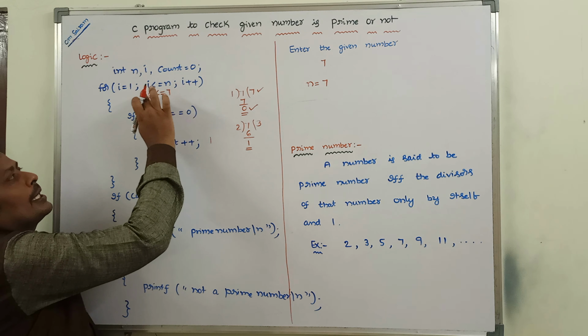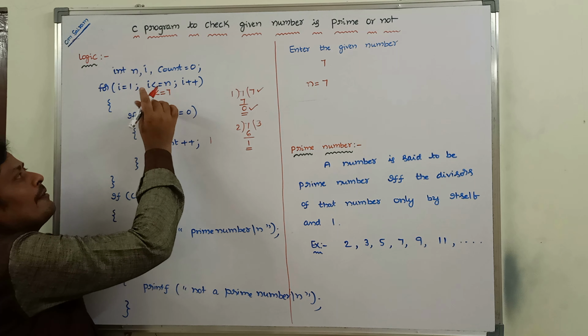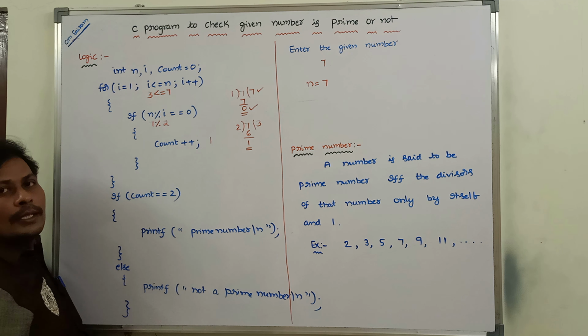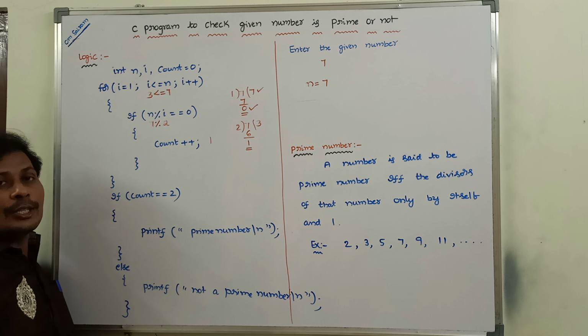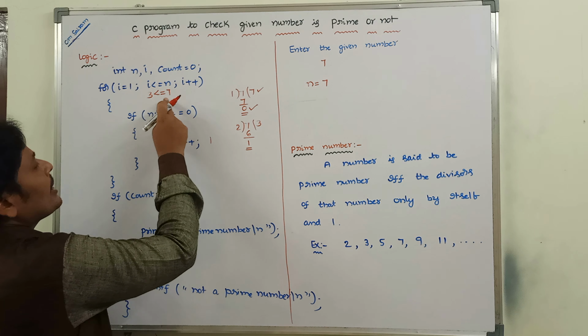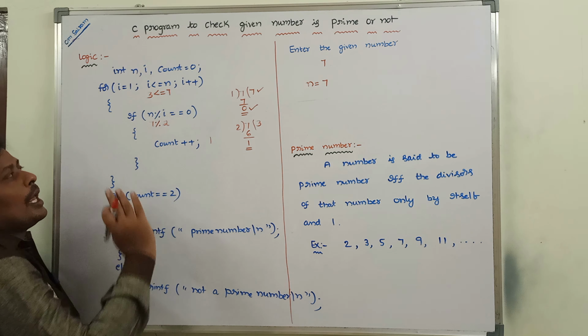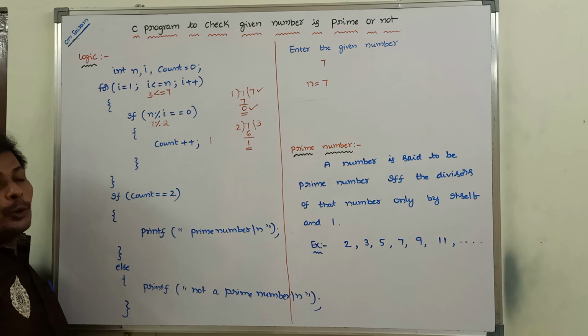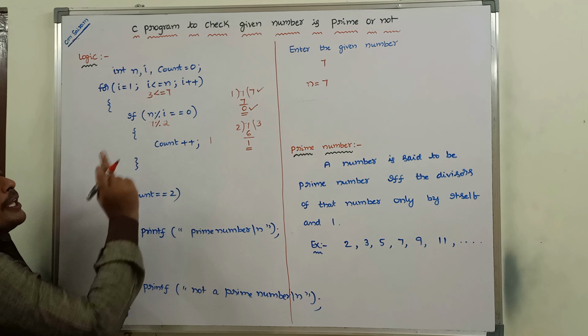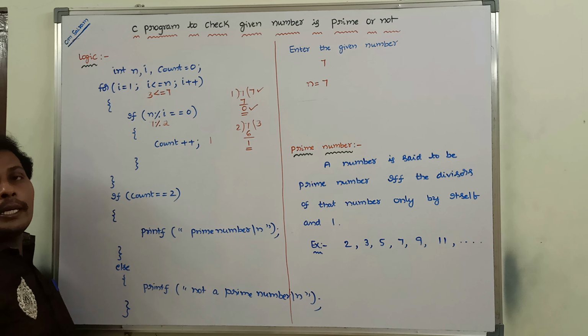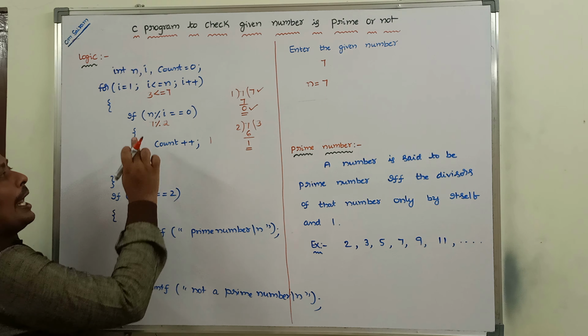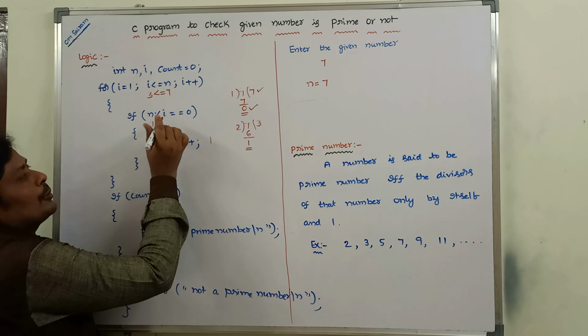Now I value is incremented. Now I value is 3. 3 is less than or equal to 7. Condition true. If the condition is true, then the control goes to the body of the for loop. In that body of the for loop, the if statement is there: if n modulus operator I equal to 0. N value is 7 and I value is 3.